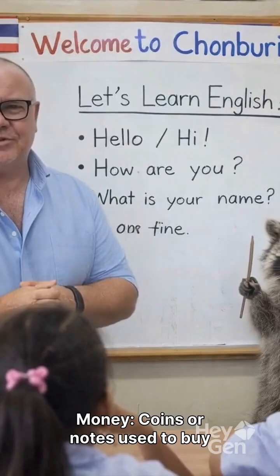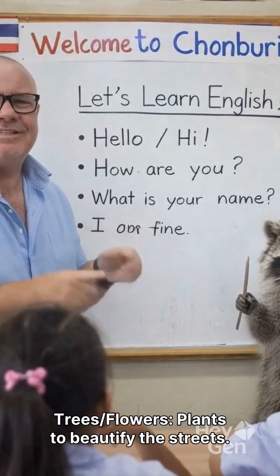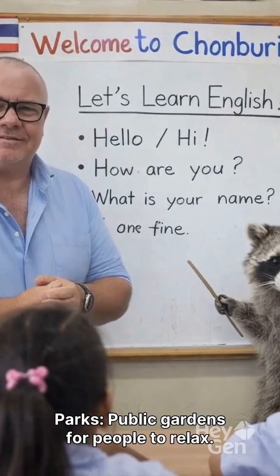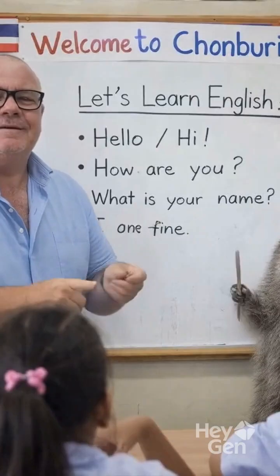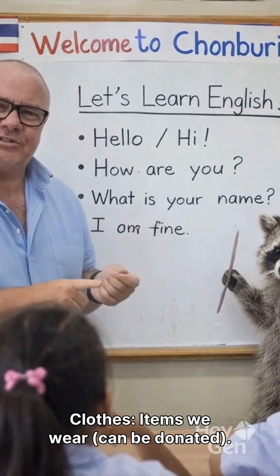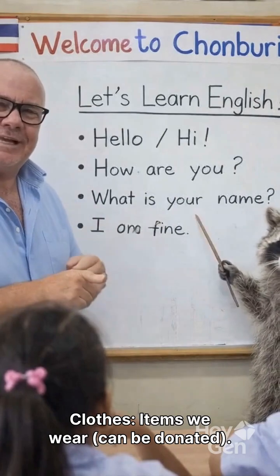Money: coins or notes used to buy things. Trees/flowers: plants to beautify the streets. Parks: public gardens for people to relax. Bottles/paper: items that can be recycled. Clothes: items we wear that can be donated.